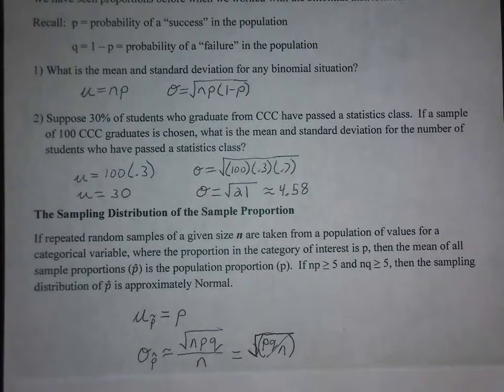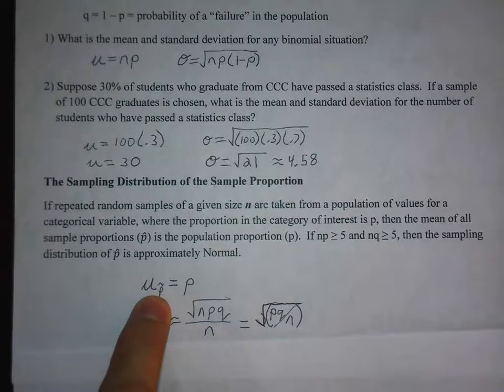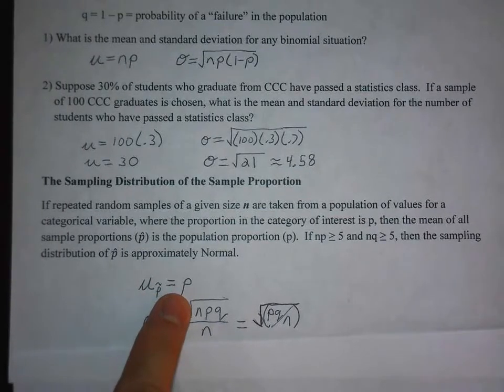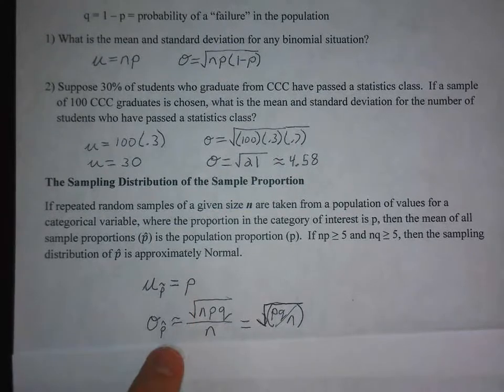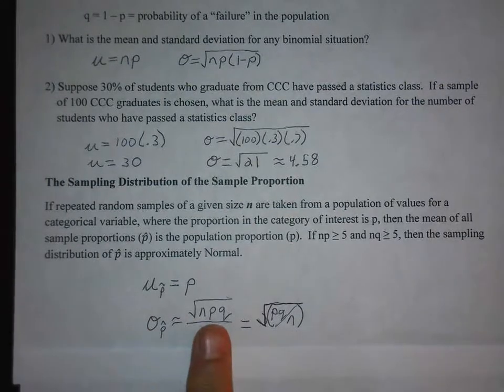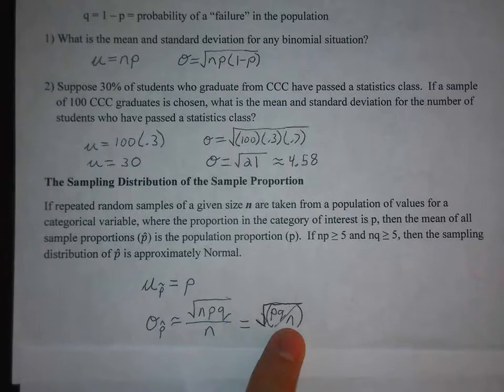Okay, so what that's saying is the mean of the sample proportions equals p, which is the population proportion. And the standard deviation of the p-hat distribution, so the standard deviation of the sample proportions, is the original standard deviation, square root of npq, which is coming from up here, divided by n. Now, believe it or not, what that simplifies to is the square root of p times q over n.